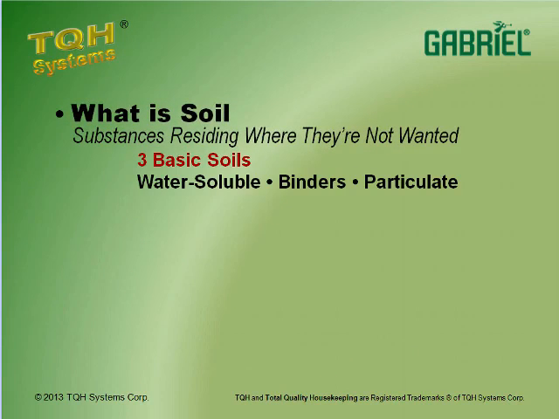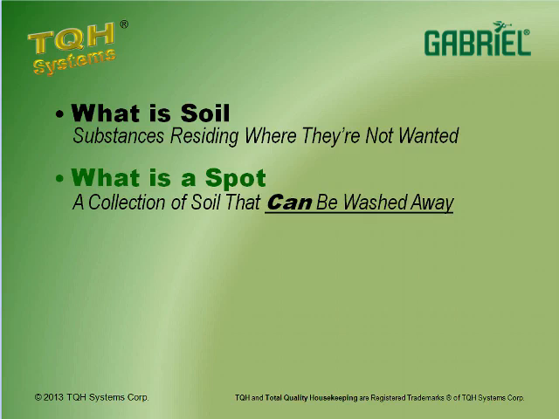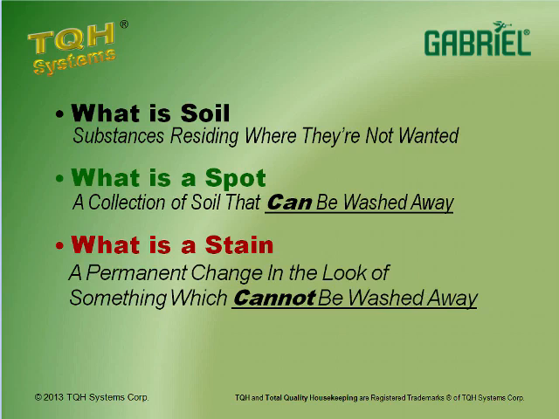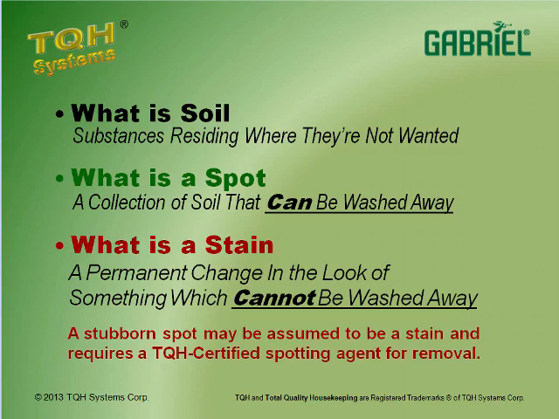Soil is the substance that resides where you don't want it. And there are three basic soils: water-soluble, binders, and particulate. A spot is a collection of soil that can be washed away. On the other hand, a stain may look like a spot, but it's a permanent change in the look of something, and it cannot be washed away. A stubborn spot sometimes gets assumed to be a stain because cleaning just doesn't seem to remove it. What you will need is a TQH certified spotting agent to remove it.